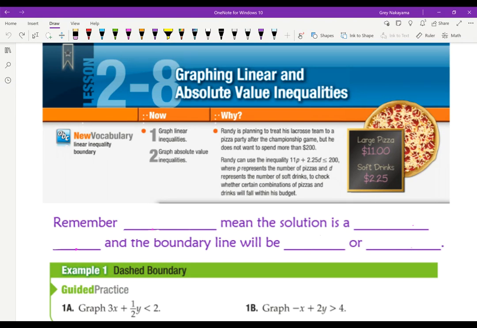Okay, today's lesson is 2.8, Graphing Linear and Absolute Value Inequalities. And remember, you've done this before, so I'm going to go through it a little bit quickly. The new part is at the end.